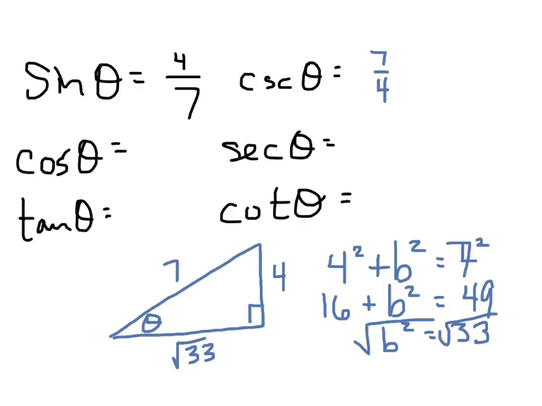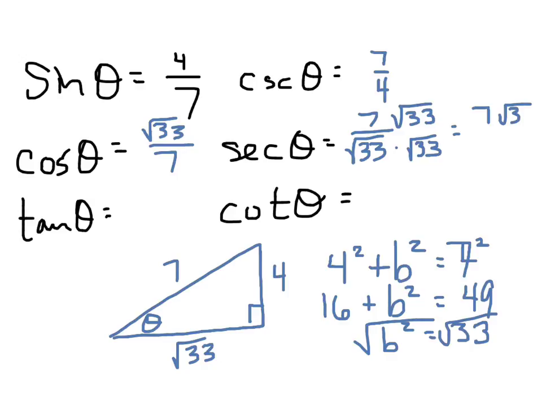Yeah. So what's the cosine? What's the secant? Quick question for you guys. Are you allowed to have square root in the bottom of a fraction? No. No. So how do I get rid of it? To the top and the bottom, right? So I end up with 7 root 33 over what? 33. Good. Can 7 over 33 reduce? No. So that's the secant right here.